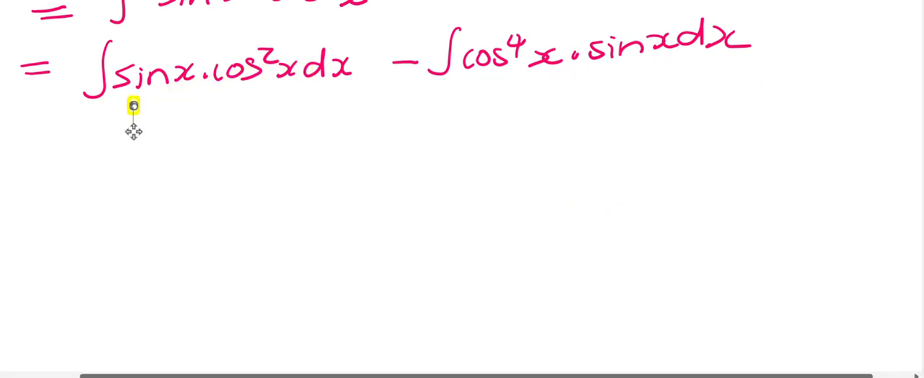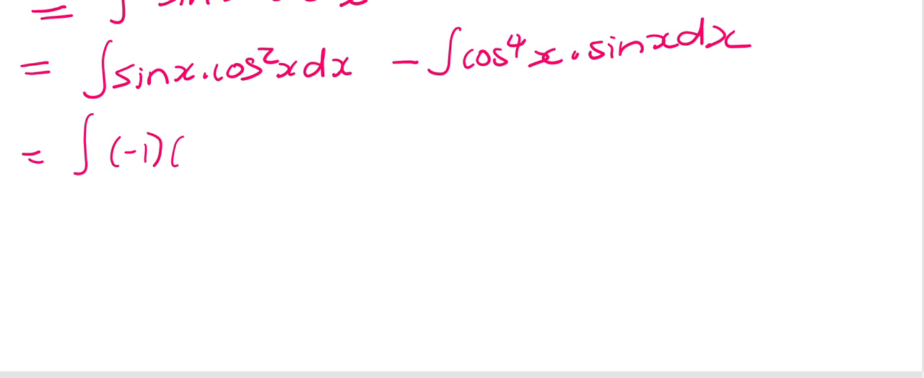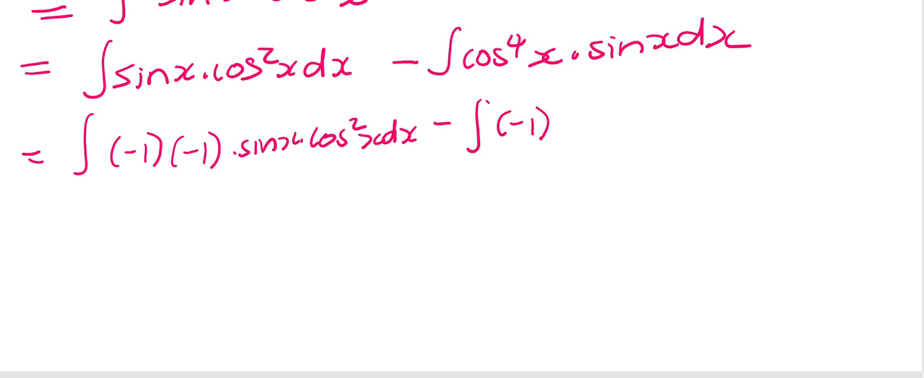So because we're looking at the negative sign, let's do that. This is equal to, we are allowed to say, -1 times -1 times the integral of sine of x cos squared x dx minus the integral of -1 times -1, which is positive, so cos to the power 4x times sine of x dx, right? Now, because we need one -1, we can take the other one out of the integral sign.